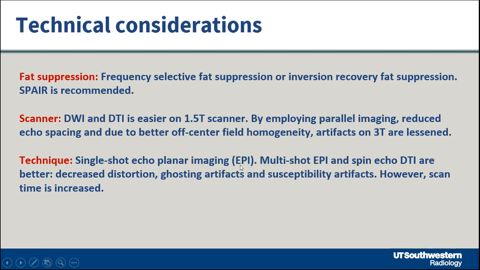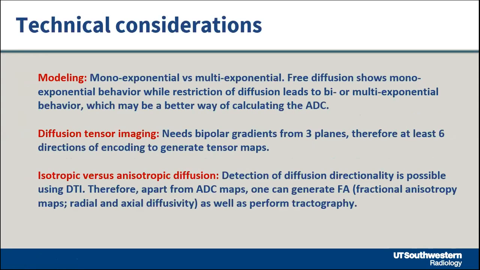So when I last tried multi-shot EPI, my 4-minute EPI sequence became 15, 16 minutes. So you don't really have that time unless you have a grant. But it reduces distortion, ghosting artifacts, and susceptibility artifacts. Obviously, the scan time will be increased. Now, in terms of modeling, there are different types, mono-exponential, multi-exponential. We usually use what's available on the PACS for simple ADC calculations. I really don't have time in clinical practice to do all that. That's more in the research arena if you want to do q-space imaging, multi-exponential and all that.